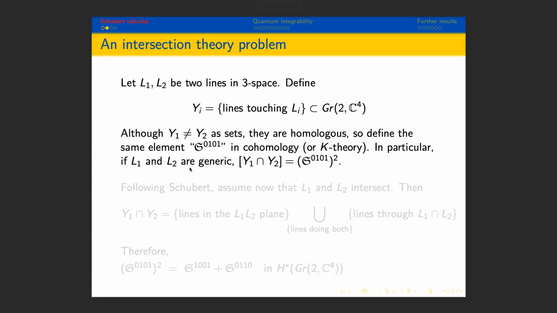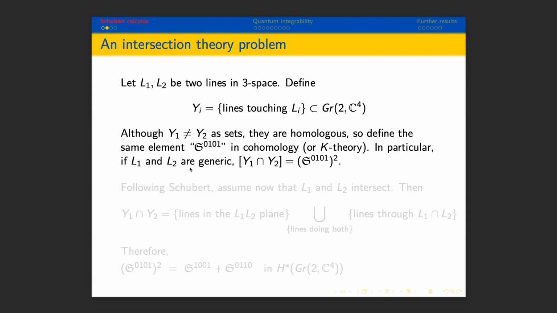So in particular, if you're trying to compute now the intersection of the two sets, which means the lines touching both L1 and L2, that's ultimately what we're trying to do here. All you're doing is computing the square of an element in cohomology, because transverse intersection in cohomology is like taking the product. So we're trying to compute the square of an element in cohomology. Now, I'm doing things in a completely anachronistic way, because this is of course the 20th century interpretation. Now let's go back to how Schubert solved it.